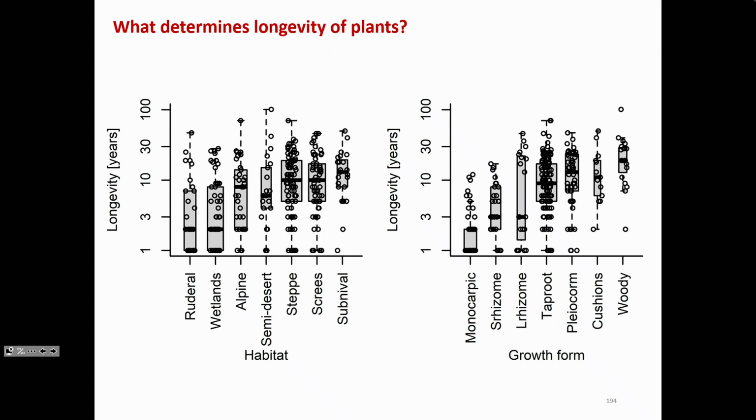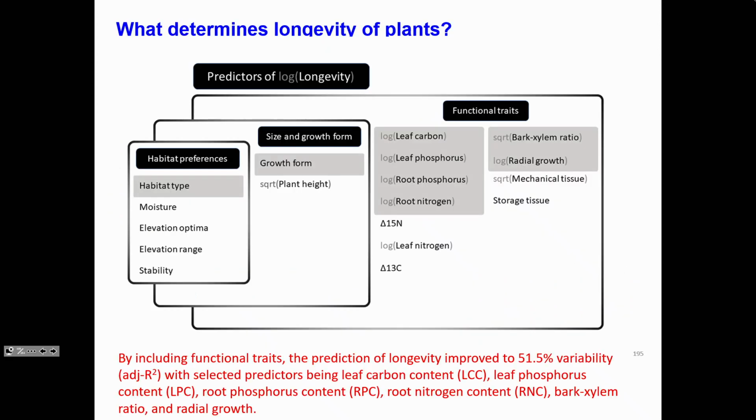We found that the plants with the highest longevity are found in the subnival zone, in screes. Those are the cushion plants or the plants with deep taproots. And then we can put it under the test, like we did. We have different predictors for longevity. We use habitat preferences, like species ecological indicator values à la Ellenberg. We use information on size and growth form, and on top, we use the functional traits. And we found out that altogether, those variables can explain up to 50–55% of interspecific variation in plant longevity.